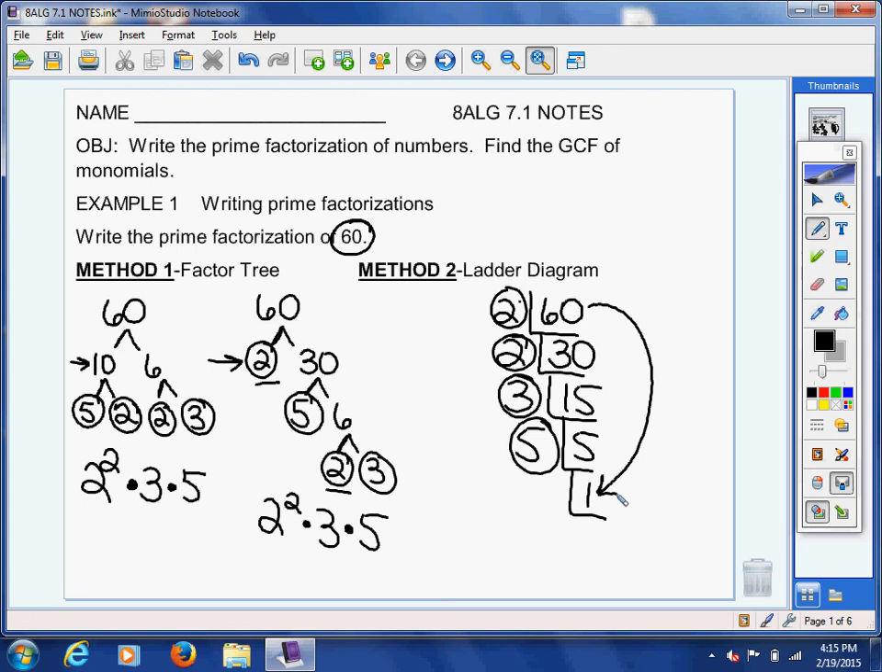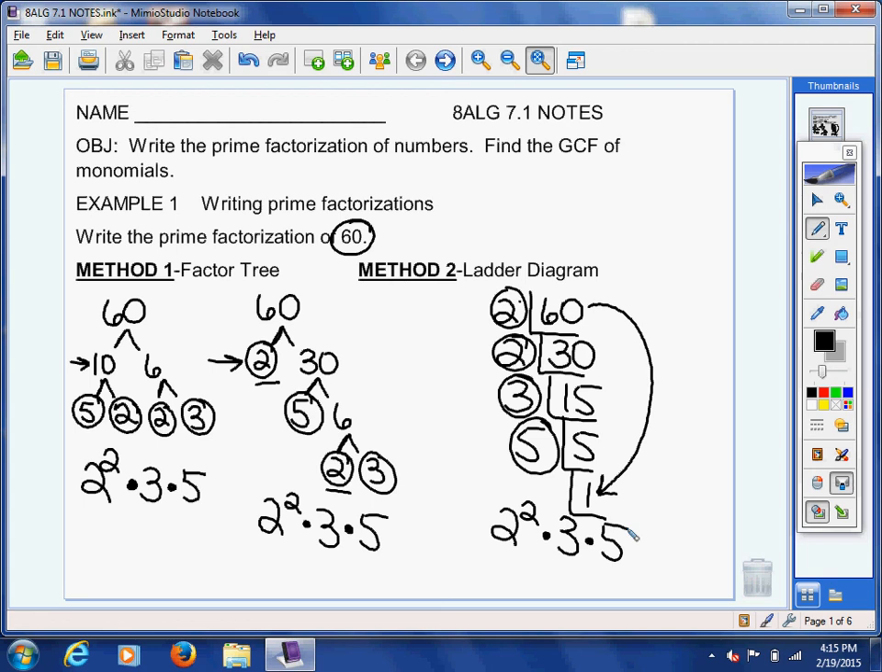And as you can see, everything that I circled here is the same thing that we wrote on that factor tree. So it's 2 squared times 3 times 5. Ladder diagram is not my favorite, but it's definitely something you can do if you've been taught that in your lower grades more recently. Maybe that's the style you like best. So it really doesn't matter.